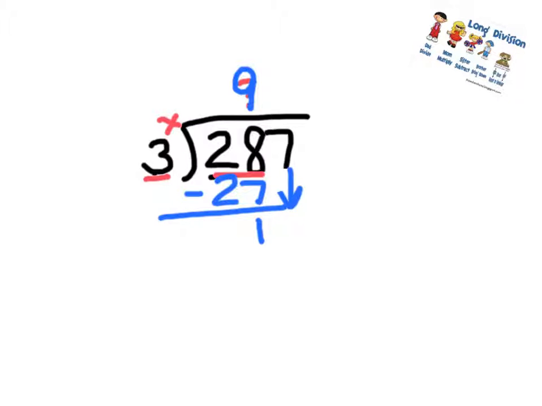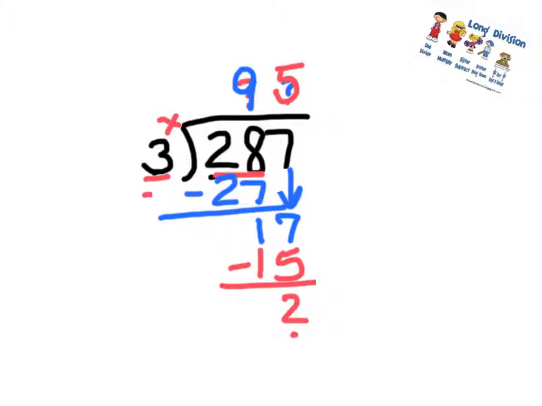And again, bring down that 7. Now what times 3 gets us close to 17? Again, we know that 5 times 3 equals 15. Subtract: 17 minus 15 is 2. In this case, the 2 is smaller than the 3. Therefore, we have a remainder of 2. Your answer, 95 with a remainder of 2.